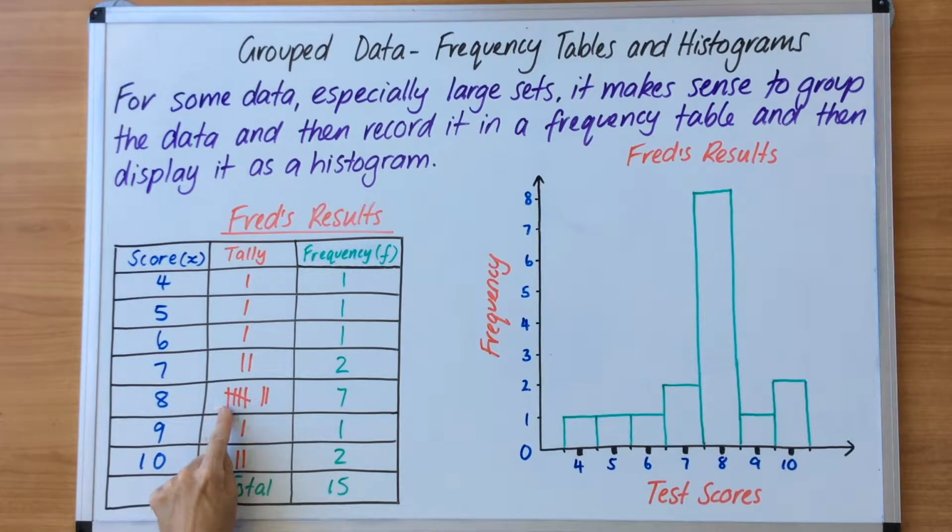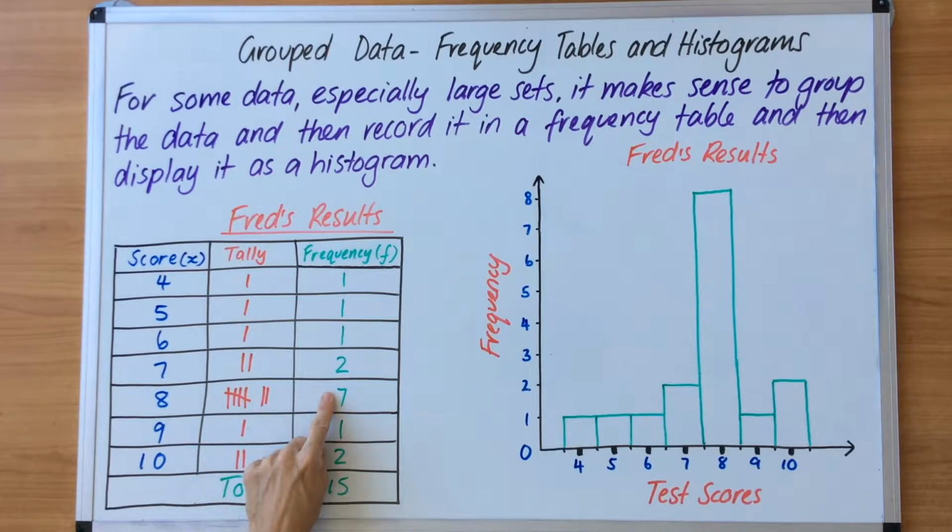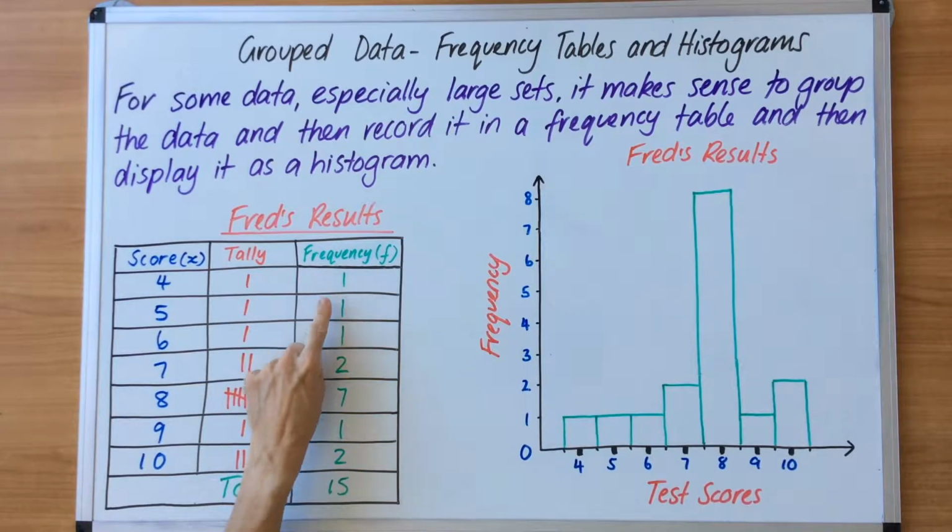You can see here we've got 1, 2, 3, 4, shut the gate. That's a block of 5, and then 2 more, so the frequency is 7. 9 out of 10, he achieved that score once, and the frequency is 1. And 10 out of 10, he achieved that twice, and the frequency is 2. If we add all these up, we get a total of 15. That tells me that Fred sat 15 tests, 15 spelling tests.